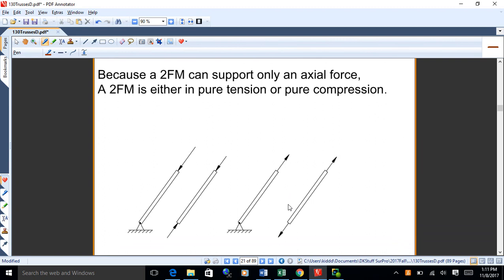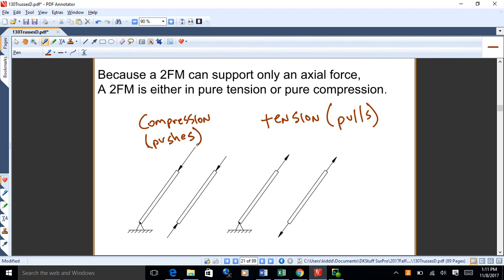So as a result, there's two types of loads that we can have. We can have compression, which pushes, or we can have tension that pulls. Those are both two types of axial loads. Those are the two options for these two-force members, compression or tension, one or the other. So they don't build up any shear, which means you can design them long and thin because they don't have to resist that shearing action.